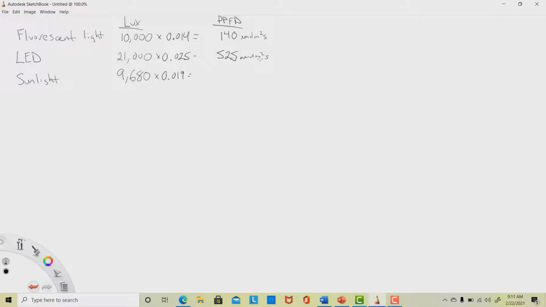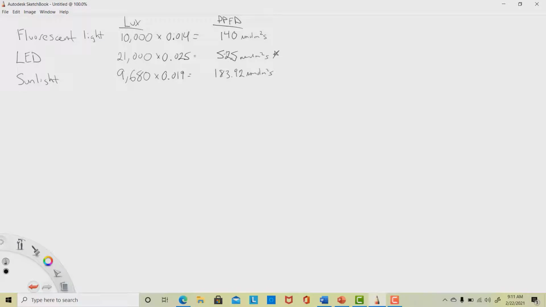And our sunlight, 9680 times 0.019 is around 183.92. Pretty low, right? Again, this is a cloudy day, and it's February, it's winter. So we'd expect it to be low. Okay, so that gives us these PPFD values, and if you remember from our PowerPoint, ideally we want something around 500 or above for the plants that we're looking at.